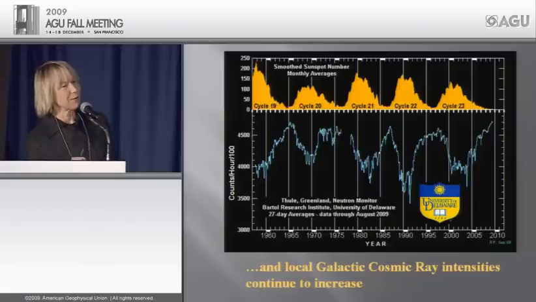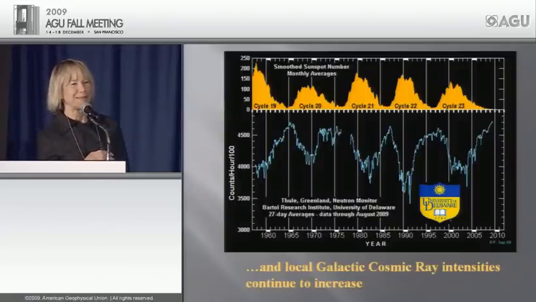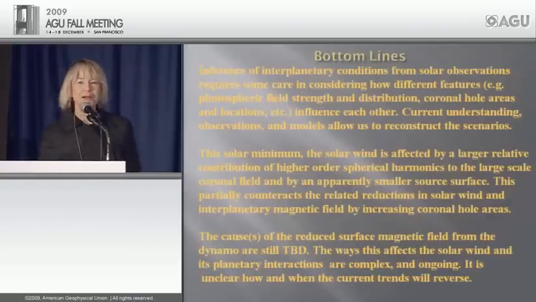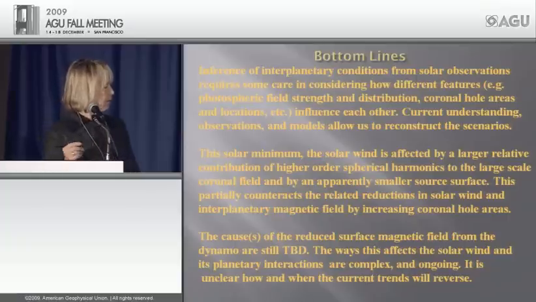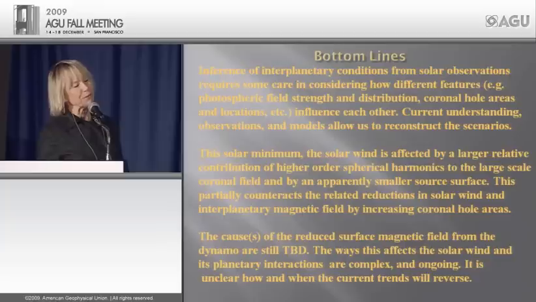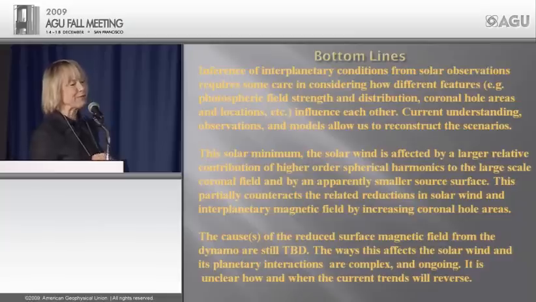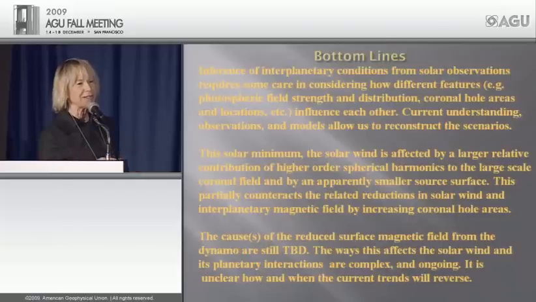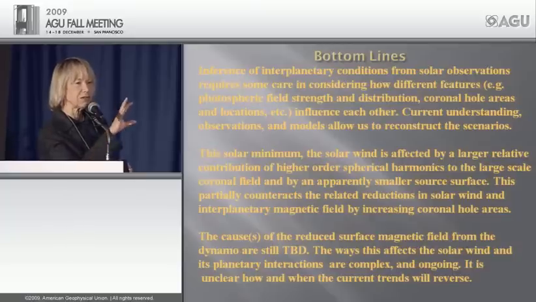And of course, the galactic cosmic ray flux will keep going up, and perhaps the question of whether cloud cover is altered at all might be revealed in the end. So the bottom lines are here, and they essentially repeat what I say. I don't know if I have time to read through these. The inference of interplanetary conditions from solar observations requires some care in considering how different features of the photosphere map out. There are coronal hole area considerations. There are considerations of the locations of the coronal holes and where they are mapping to on the surface and what kind of flux is contained in those open field regions.